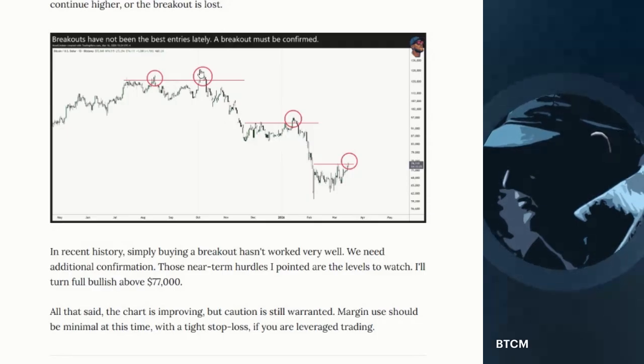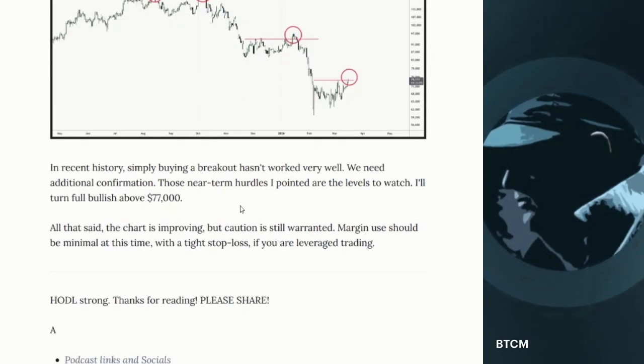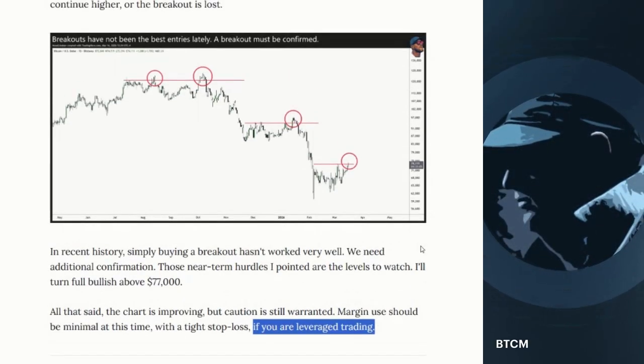You can see these breakouts all reversed. And are we going to have the same situation here today? Remains to be seen, but caution is definitely warranted. All that said, the chart is improving, but caution is still warranted. Margin use should be minimal at this time with a tight stop loss if you are leverage trading.